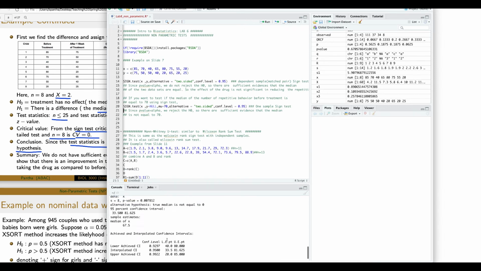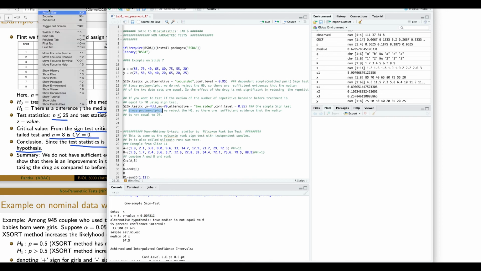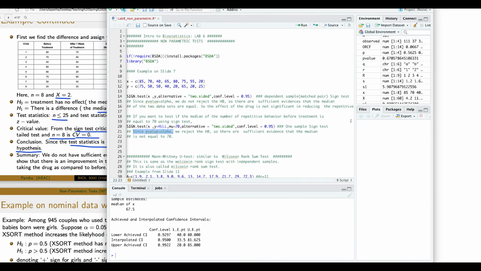In that case, the p-value is 0.007. That means the p-value is less than alpha. Hence, we reject the null hypothesis. So there is sufficient evidence that the median is not equal to 70.